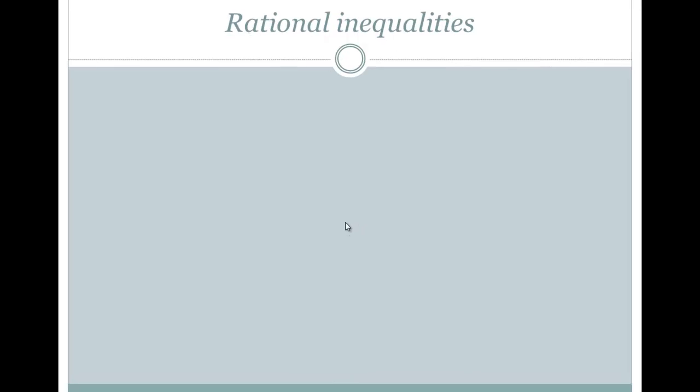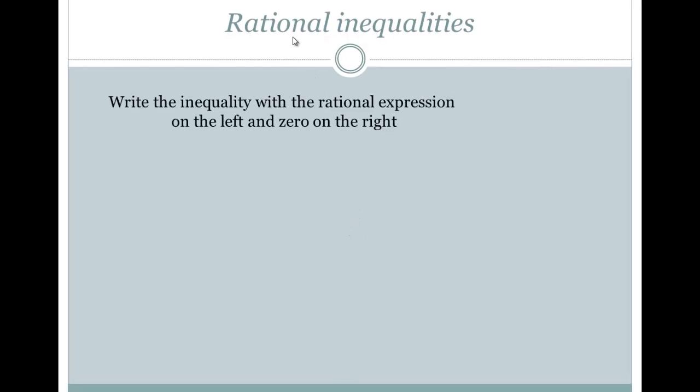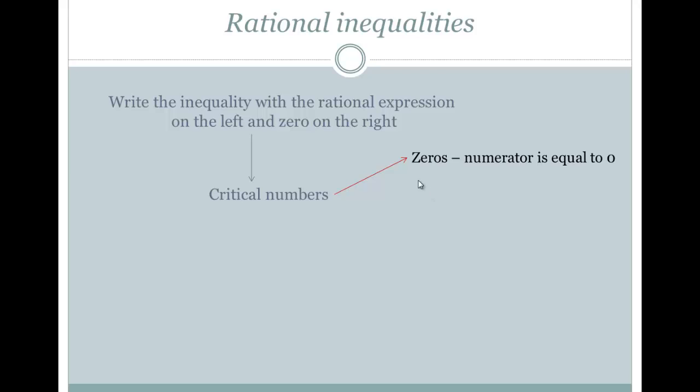All right, let's get started. When we're talking about a rational inequality, we want to write the inequality with the rational expression on the left and 0 on the right. We want to manipulate that expression so we have 0 on the right-hand side of that inequality. We still need to find critical numbers. Now the critical numbers are a little bit different than what we've done in the past. We want to look at the zeros, which is where the numerator is equal to 0. And we also want to look at the undefined values, and that's where the denominator is equal to 0.